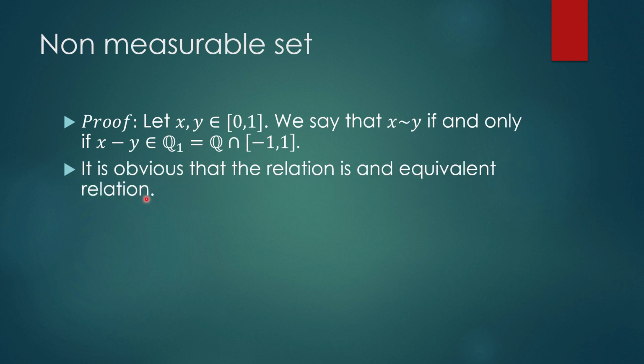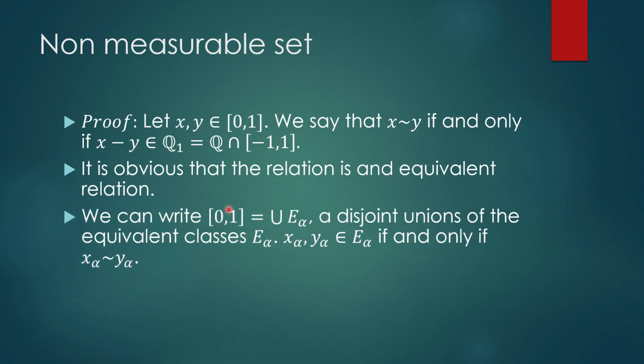Alright, it is obvious that this relation is an equivalence relation. So the closed interval 0, 1 can be partitioned into equivalence classes. That is, E0,1 can be expressed as a disjoint union of the equivalence classes E alpha. If x alpha, y alpha belong to E alpha, then x alpha and y alpha are related. Otherwise, if x alpha belongs to E alpha and x beta belongs to E beta, where E alpha and E beta are different, then x beta and x alpha are not related. That is the meaning of the equivalence classes: x alpha, y alpha belong to the same E alpha if and only if they are related.